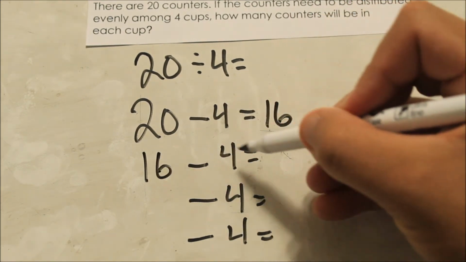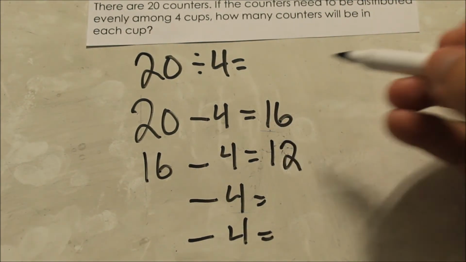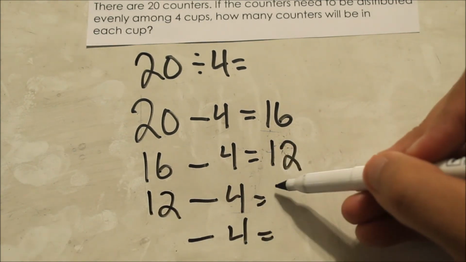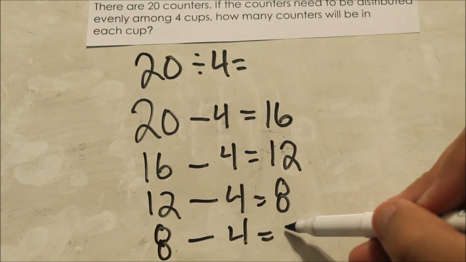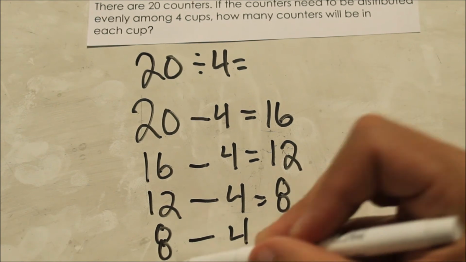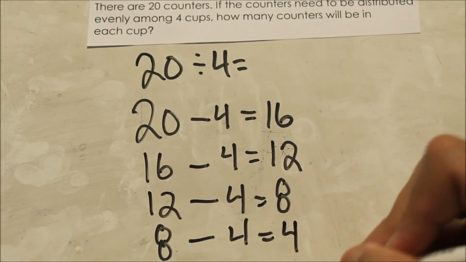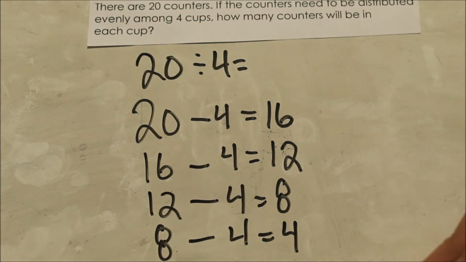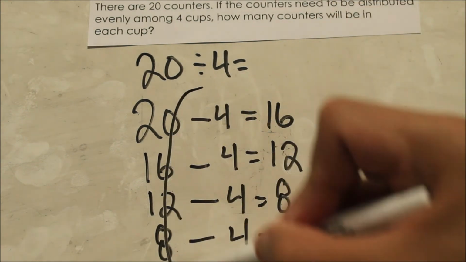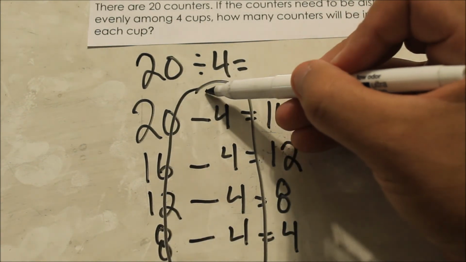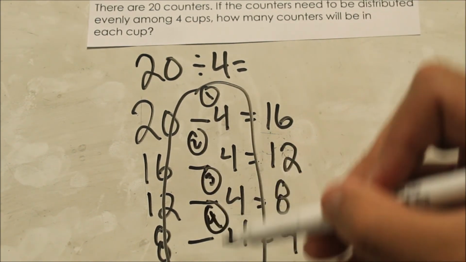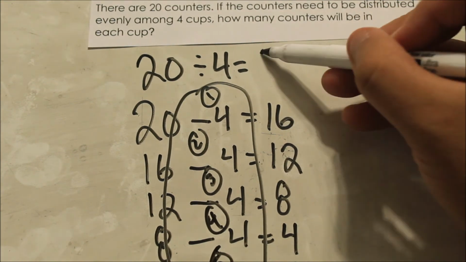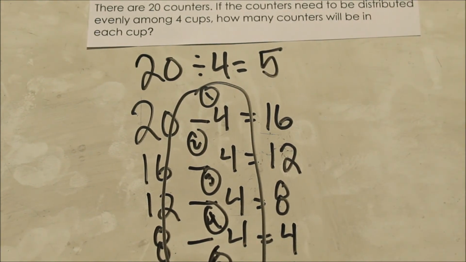So 20 minus 4 gives me 16. 16 minus 4 gives me 12. 12 minus 4 gives me 8. 8 minus 4 gives me 4. 4 minus 4 gives me 0. I've reached 0. I go through and I count how many times. 1, 2, 3, 4, 5. Therefore, my answer is 5. Let's try another. Pause and practice.